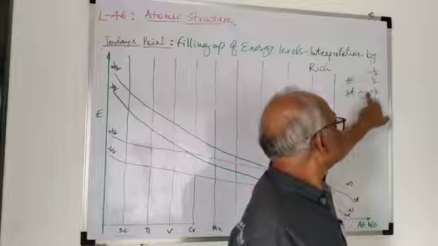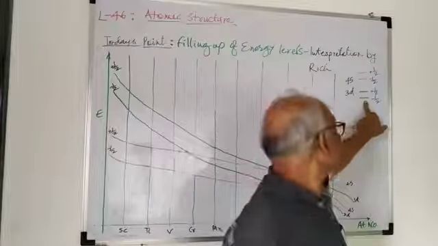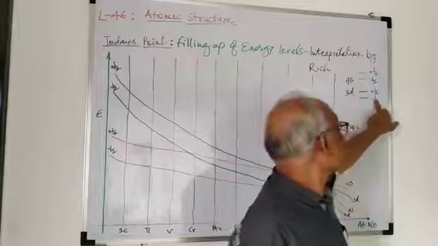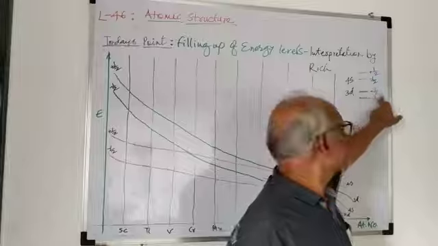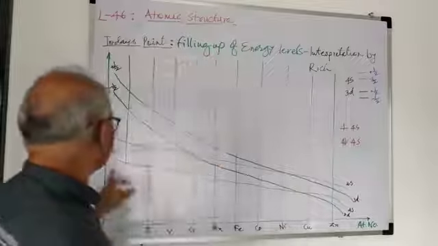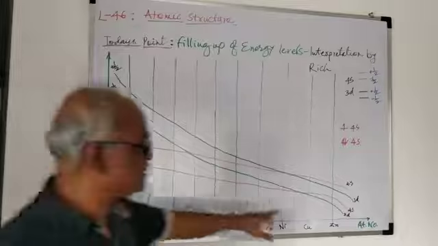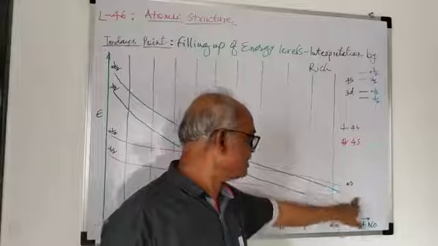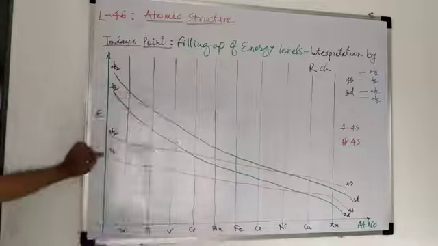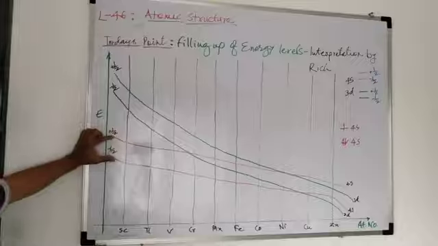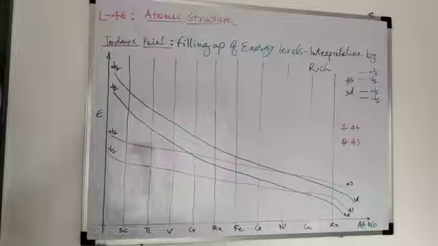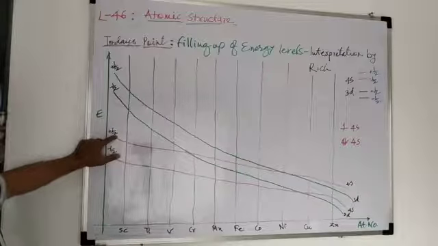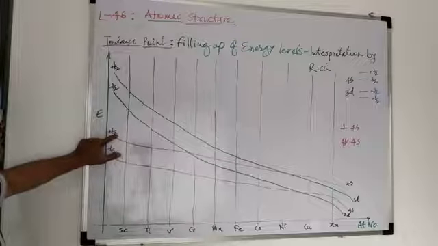Similarly, each of the d orbitals also has two spin levels. These are spin levels. The lower spin level has spin minus 1/2, and the higher spin level has plus 1/2. These are shown here. In the case of 4s, the red color energy levels are of 4s, and their spins are like this. The two energy spin levels: the lower has minus 1/2 spin, the upper has plus 1/2 spin.